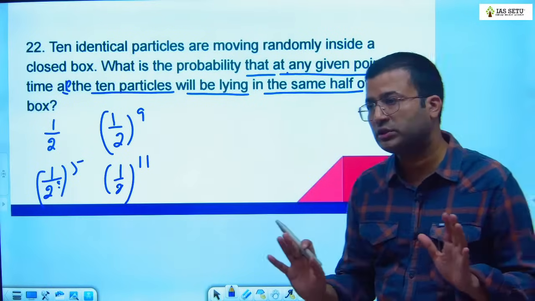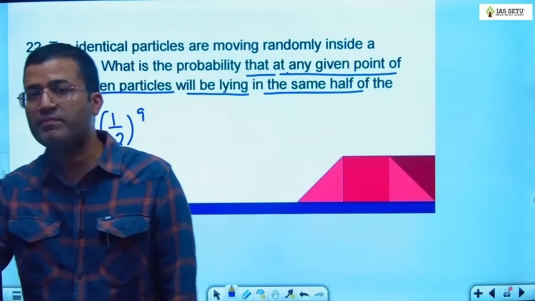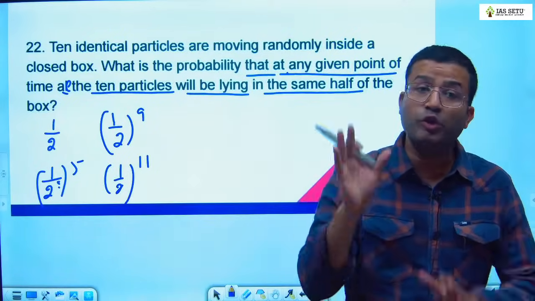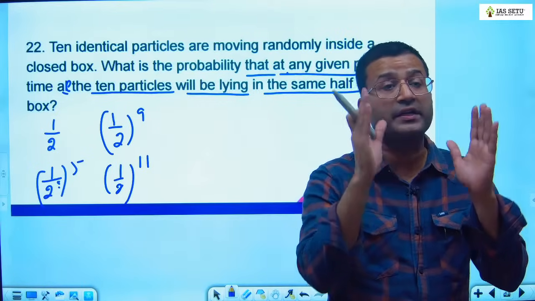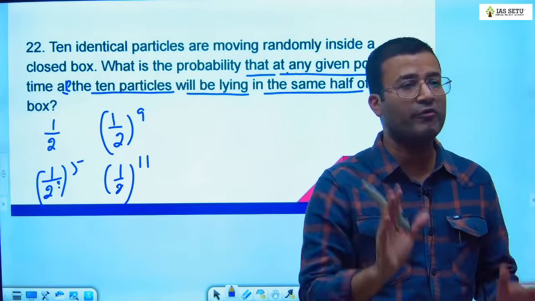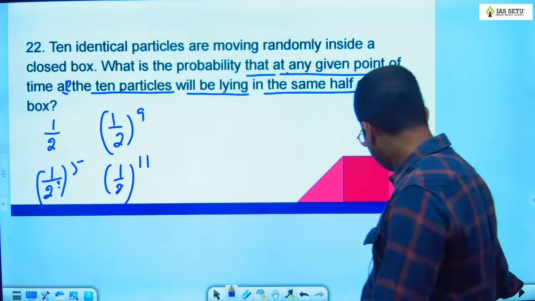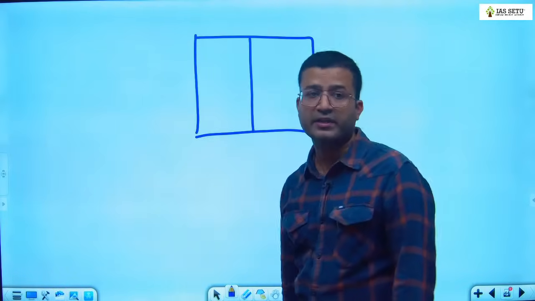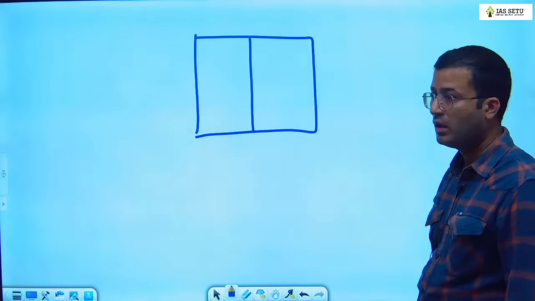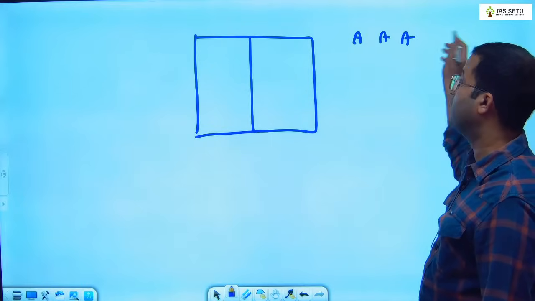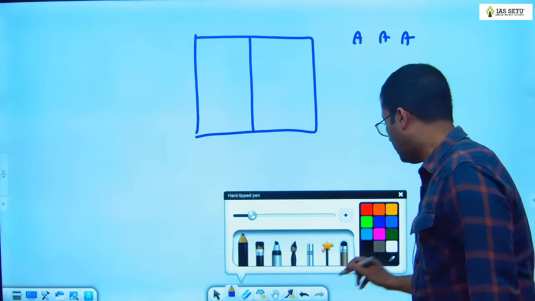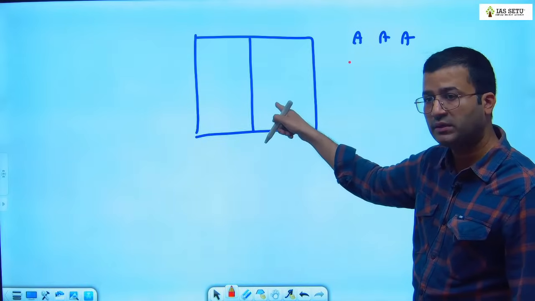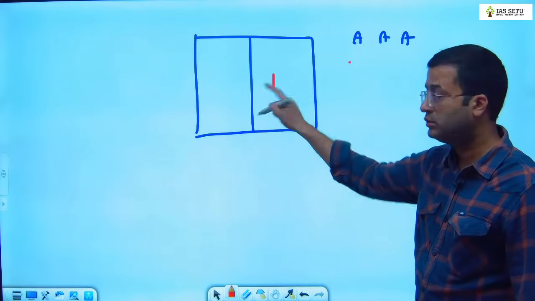Have you understood the question? There is a box. There are 10 particles randomly moving here and there in a closed box. What is the probability all the 10 particles will lie in the same half of the box? This is the box. We have 10 identical particles. So what is the probability this first particle will be in this part? 1 by 2, half.